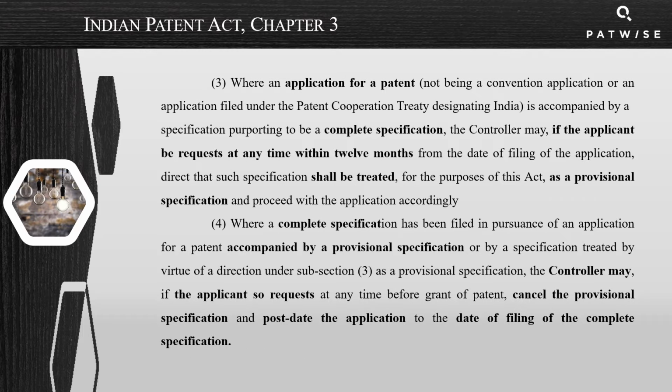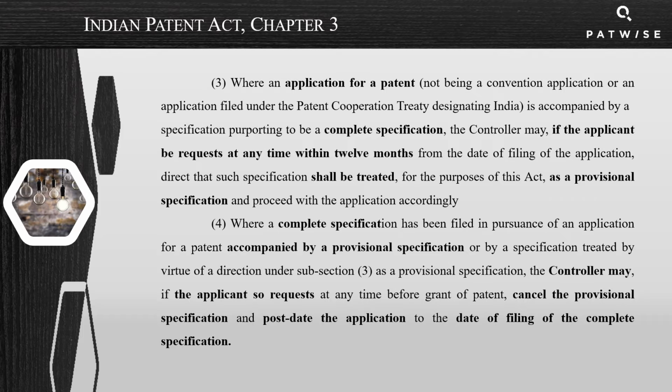According to subsection 3 of section 9, where an applicant has directly filed a complete specification and then he realizes that he needs more time, then he can request the controller to convert the complete specification into a provisional specification so that he gets another 12 months time to file a complete specification.